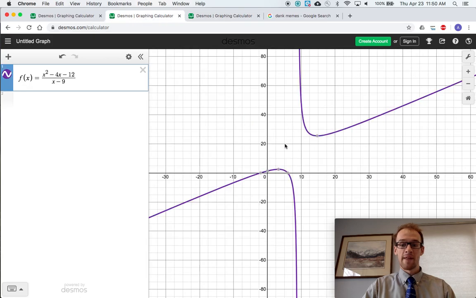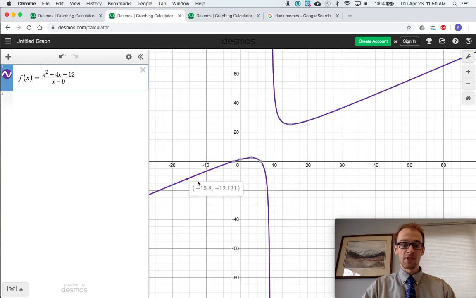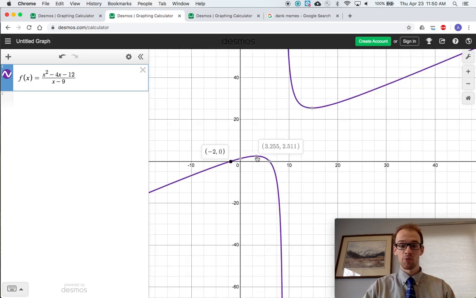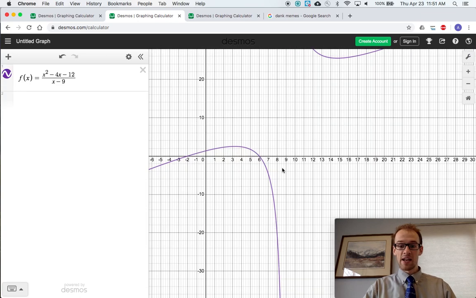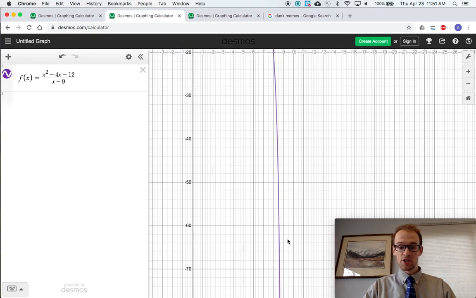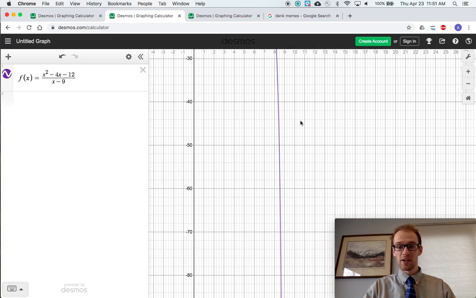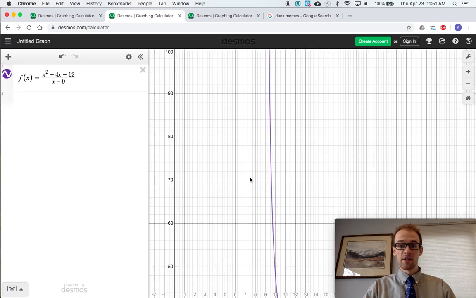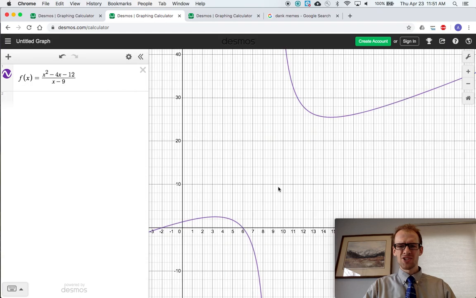If x was approaching anything else, if x was approaching negative 2, our limit would just be 0. If x was approaching 6, our limit would be 0. If x was approaching negative 7.2, our function would be approaching negative 4.237. But because we're approaching 9, here's the line for 9. We see that our function is scooting down to negative infinity on the left side, and at 9, our function is scooting up to positive infinity on the right side.